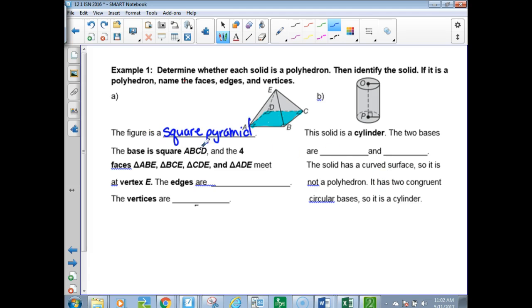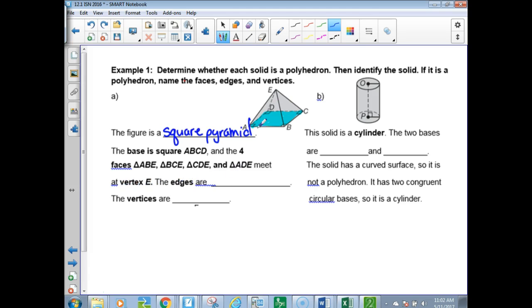The base is a square ABCD, and the four faces are triangle ABE, that would be this front one, BCE, which would be this right side, CDE, the triangle on the very back, and then the triangle on the leftmost side, ADE. They all meet at vertex E.